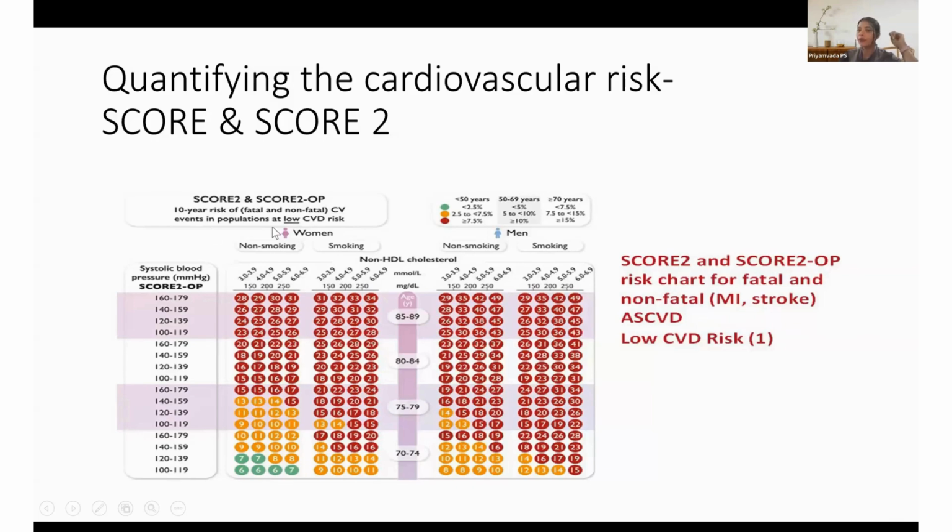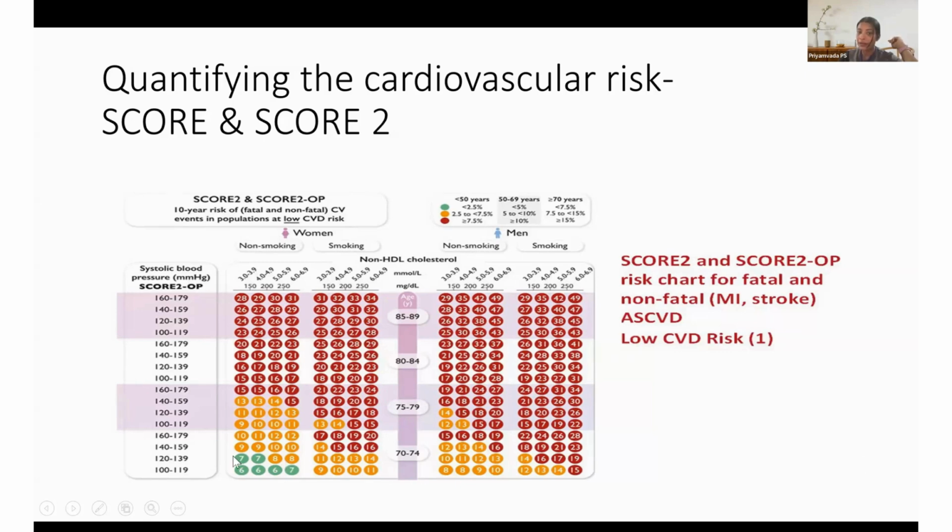So it's SCORE 2 for outpatient, and then there is another SCORE calculator which is to be specifically used in diabetic individuals. So this basically is a calculator that yields what your risk is of developing an adverse cardiovascular event in the next 10 years. This incorporates the gender, blood pressure, age, HDL cholesterol, non-HDL cholesterol, and smoking status.